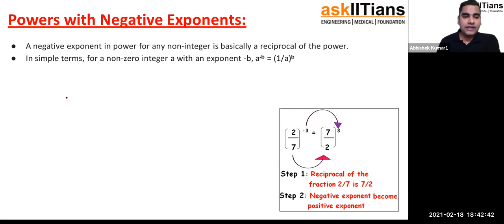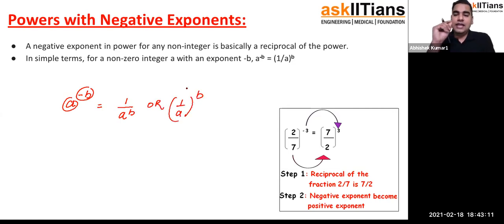Okay, so let's say you have any value a. It should be a non-zero integer, of course. You have any value a, and that is raised to some power minus b. So if a is raised to the power minus b, then this a raised to the power minus b can also be written as 1 upon a raised to the power b, or you can also write it as 1 upon a whole raised to the power b, because when you raise 1 to any power, that does not make any difference.